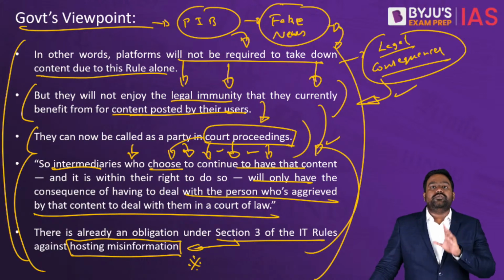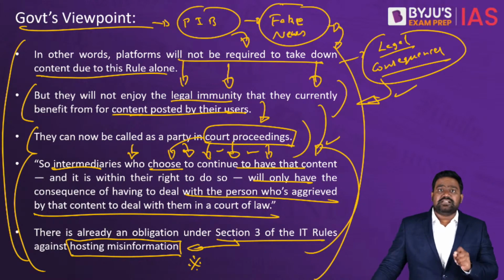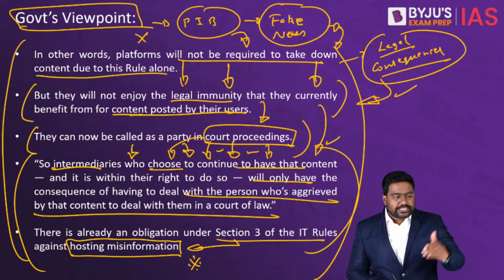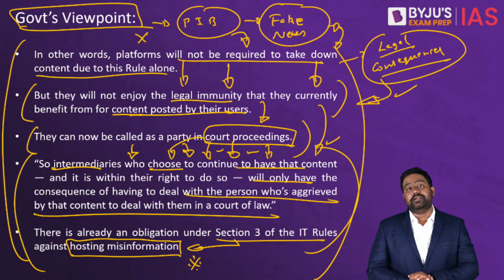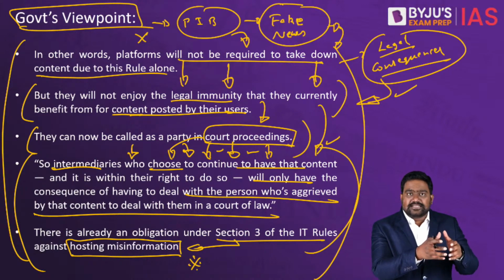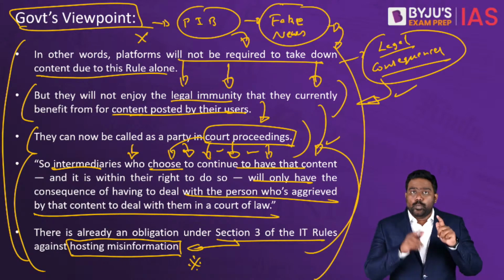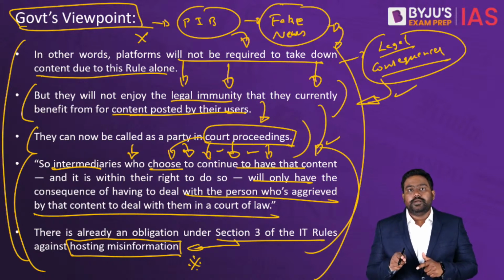So essentially what you need to understand is that from the government's viewpoint, this is not censorship. The government is not ordering the companies to take down the content immediately. If PIB flags an article as fake news, then it is up to the companies to decide whether to take down the content or not.